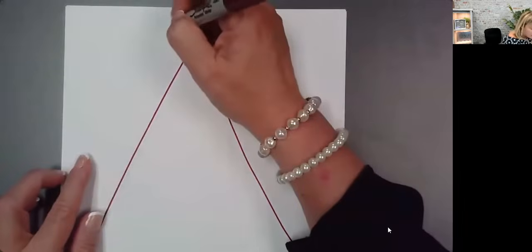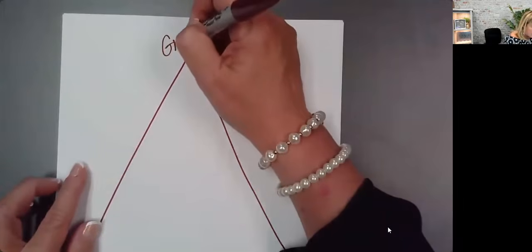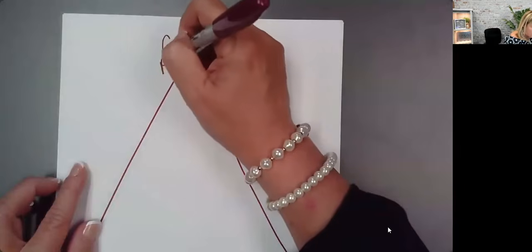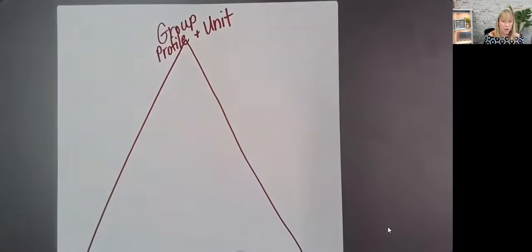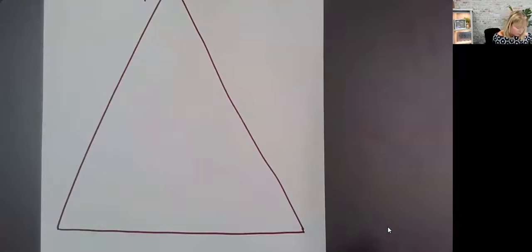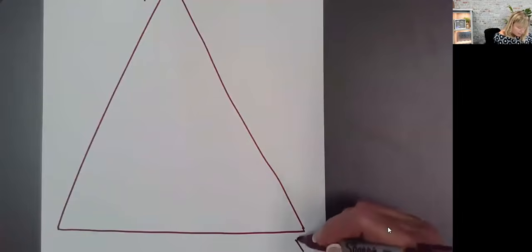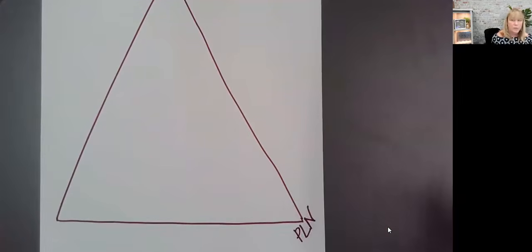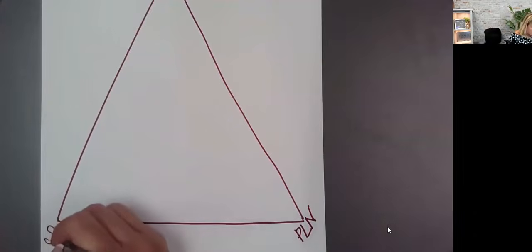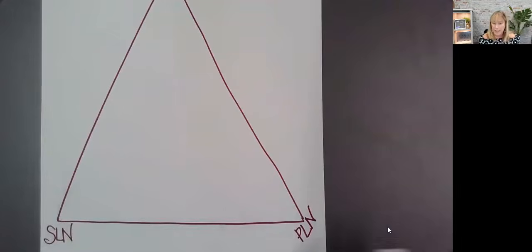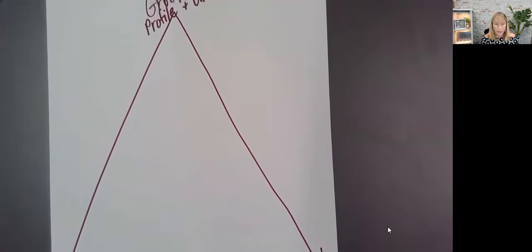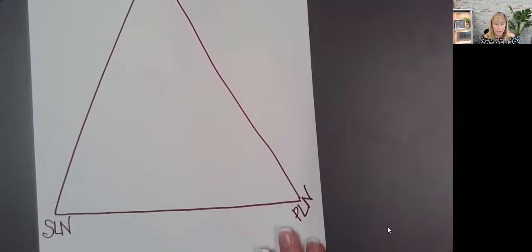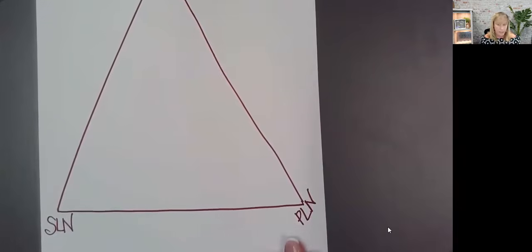All right, so at the top of the triangle, the way I see it is I see the group profile and the unit as the pieces at the top. So that's one corner of your triangle or your piece of pizza. And this bottom corner I see as your PLN, which is your professional learning need. And at the other side, I see the SLN, which is your student learning need. Now, here's the kicker in this. Gosh, I drew that so big you all can't even see the whole thing. Group profile and unit, PLN, professional learning need, and student learning need.